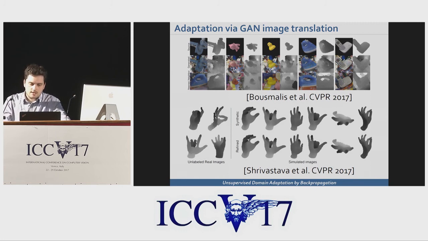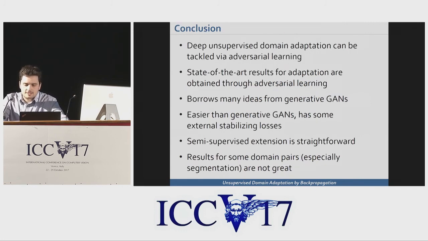Okay, so to conclude, unsupervised domain adaptation can be handled using adversarial learning. Extending to the semi-supervised case is straightforward. This process borrows ideas from generative GANs, but it is in some sense easier because you always have some external loss, another loss, which stabilizes the training, at least to some extent. Another benefit compared to generative GANs is that you have real numbers to judge your success, namely how your system performs on the target domain.